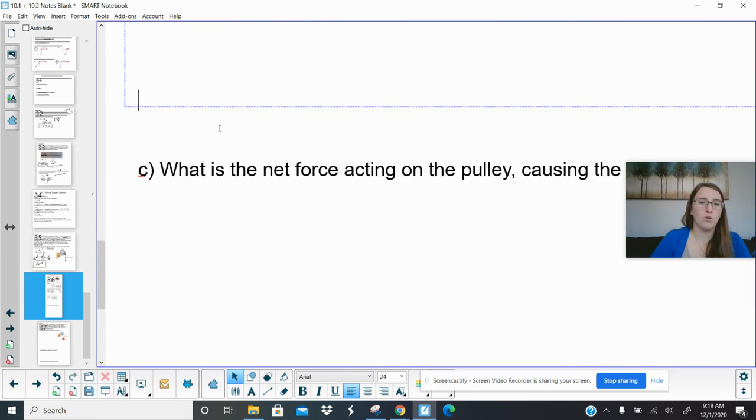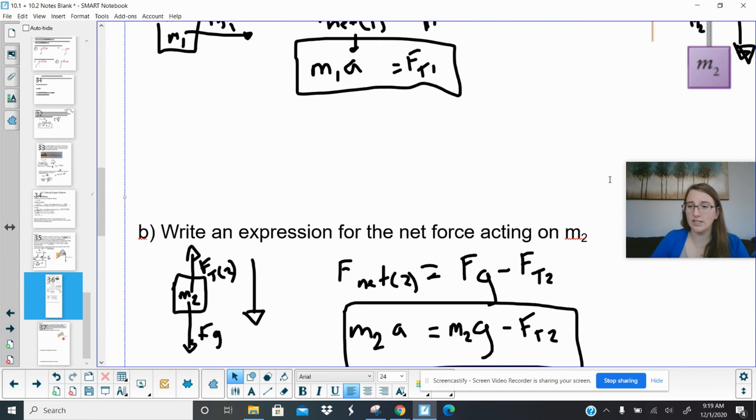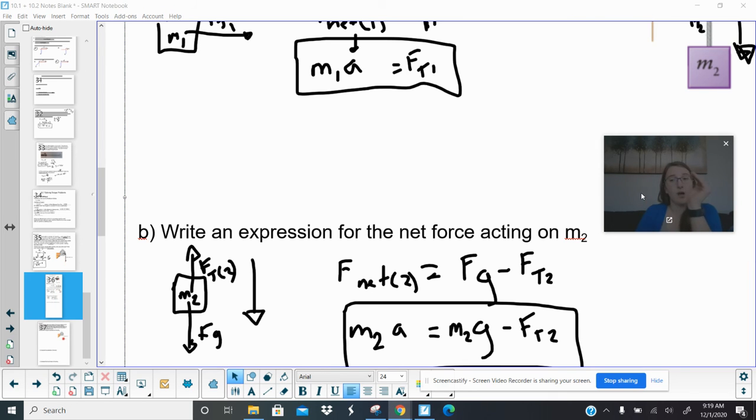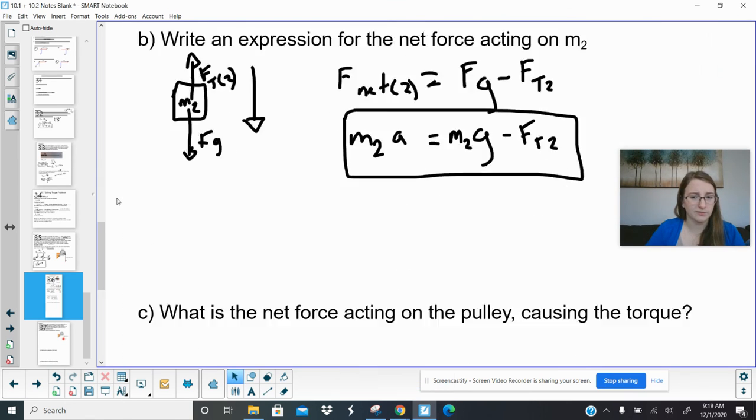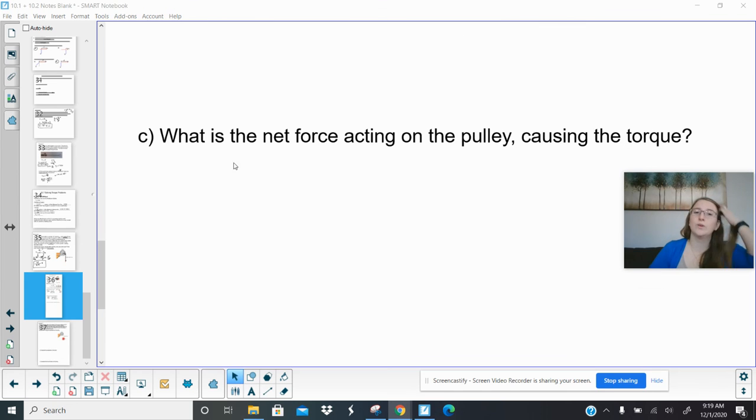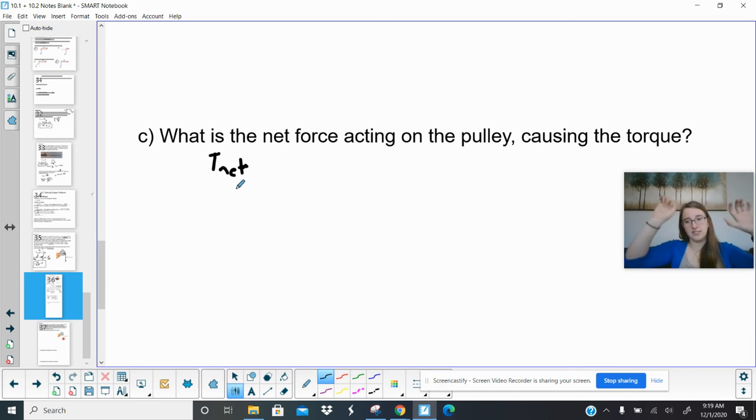So like I said, the reason why I wanted to address this here is so that we can look at just this small piece and then add on the concept of torque. Since it's been a while since we've done this, we wanted to be careful with that. The last thing we're going to talk about here is what is the net force acting on the pulley causing the torque. Remember that net torque is caused by these different forces acting on the pulley.